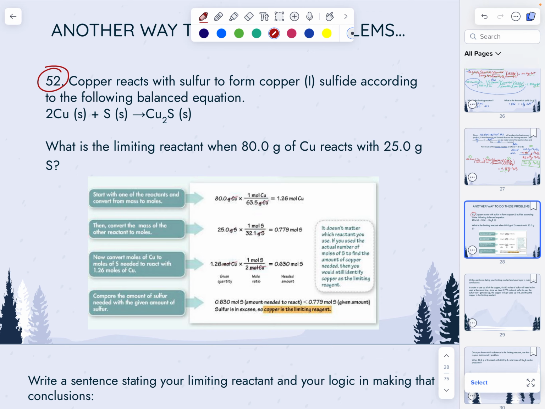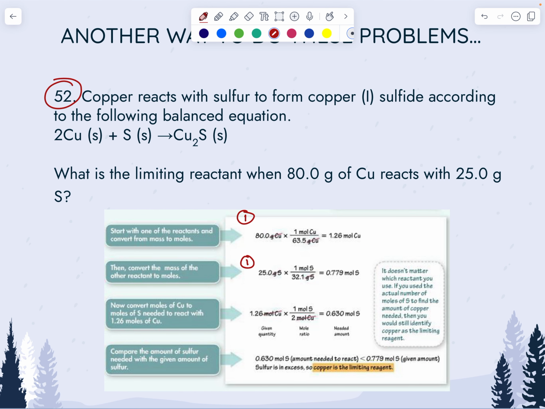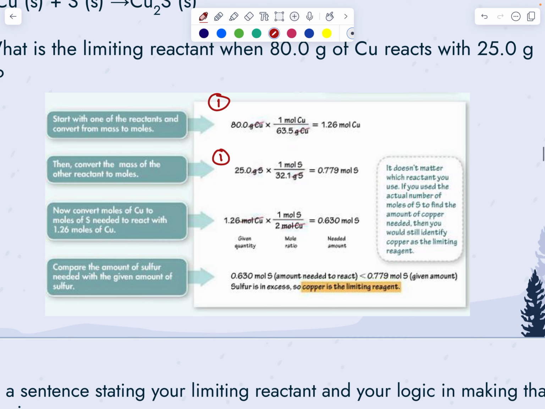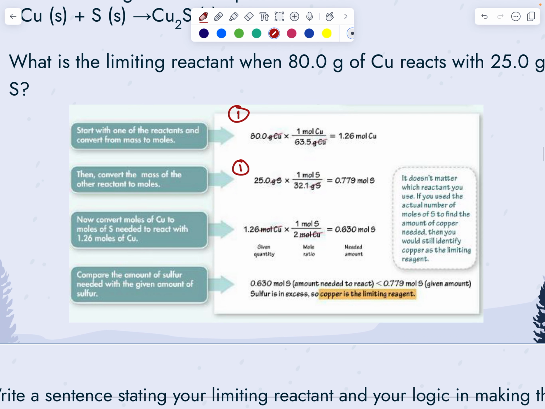So step number 1 is going to be the same. Step number 1, for both of those, is trying to figure out how many moles of each we have. So we just start with one reactant, convert it to moles, start with the other reactant, convert it to moles.